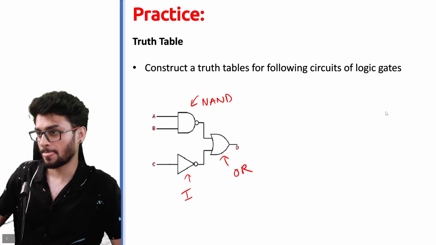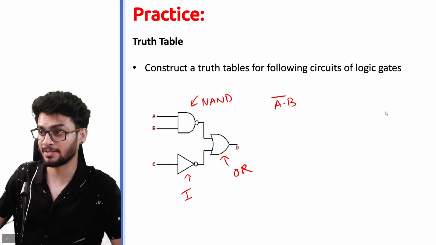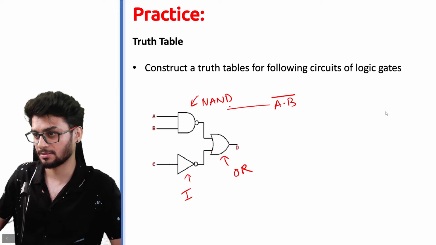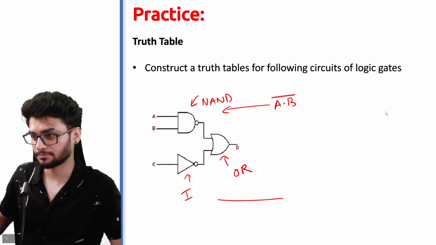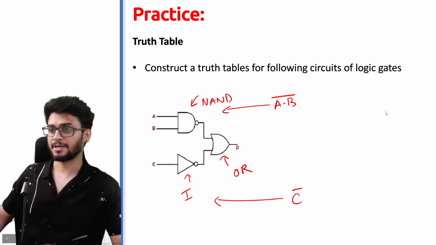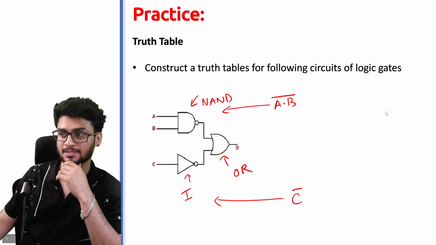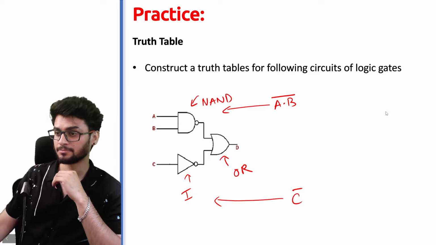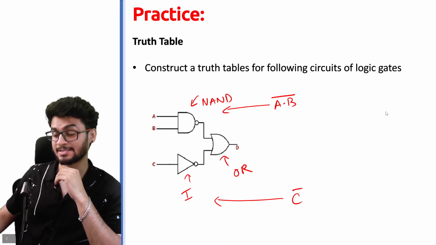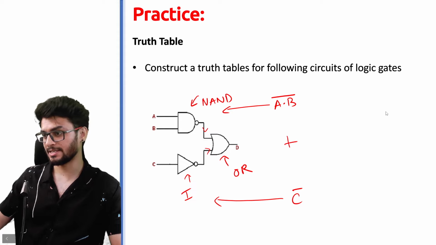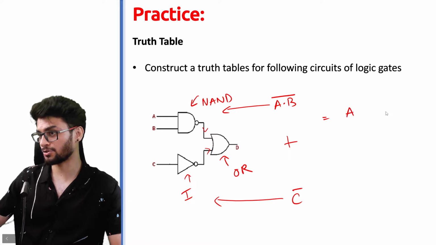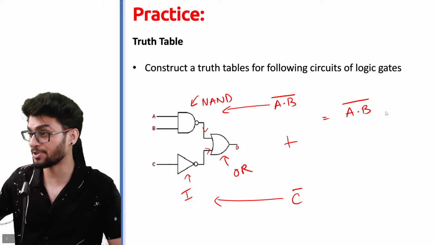So here, what is there? A dot B and NAND. So this is this part. This one is C naught, right? So the first gate is giving us this value, NAND, and the second gate, which is this, is giving us the inversion. So in the end, what are we doing? We are taking both values and putting them into the OR gate. So which means it looks like this. Your final expression should look something like this.